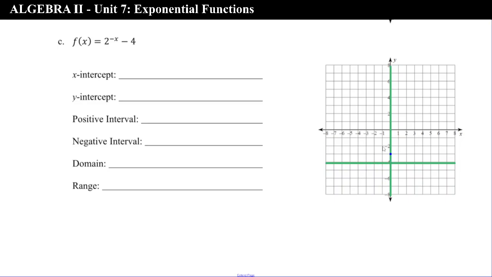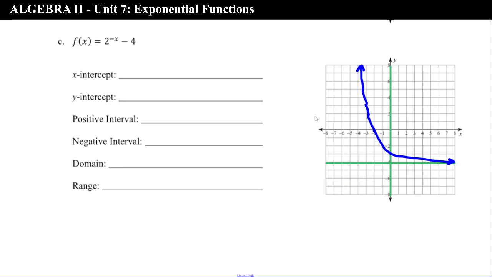2 to the first is 2. 2 squared is 4. And 2 to the third is 8, which puts us here. And so now we've got enough points that we can draw a sketch of our curve. So that's what our curve looks like. Now let's pick out some of the key features.